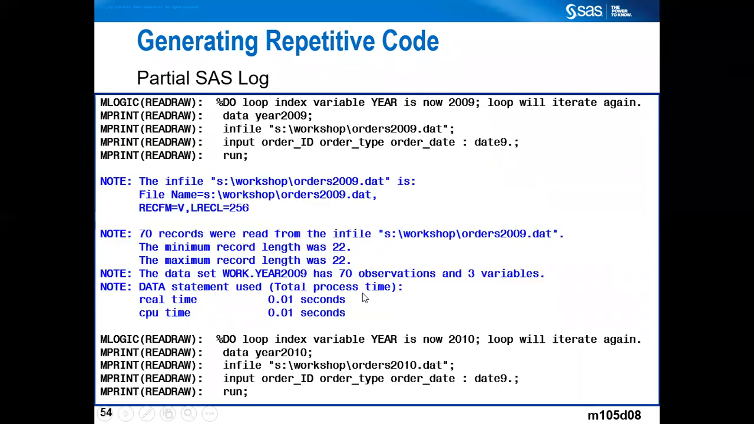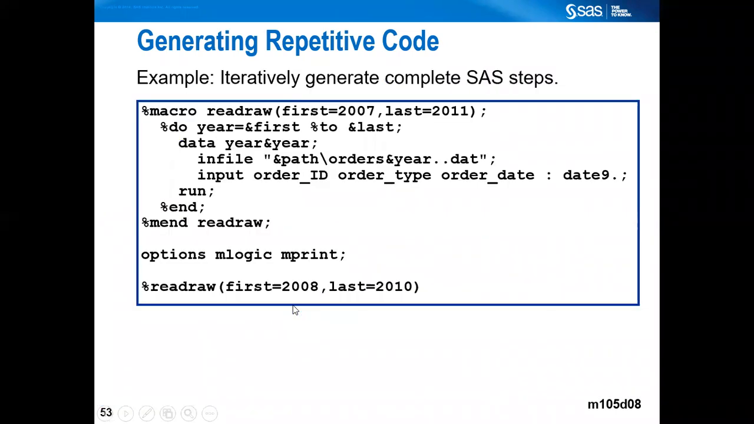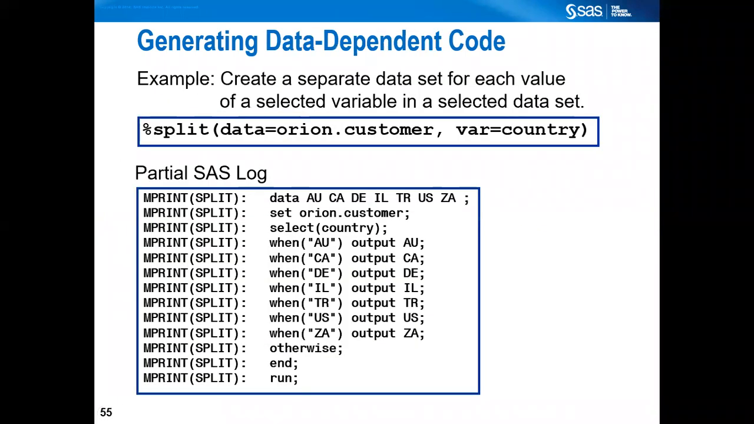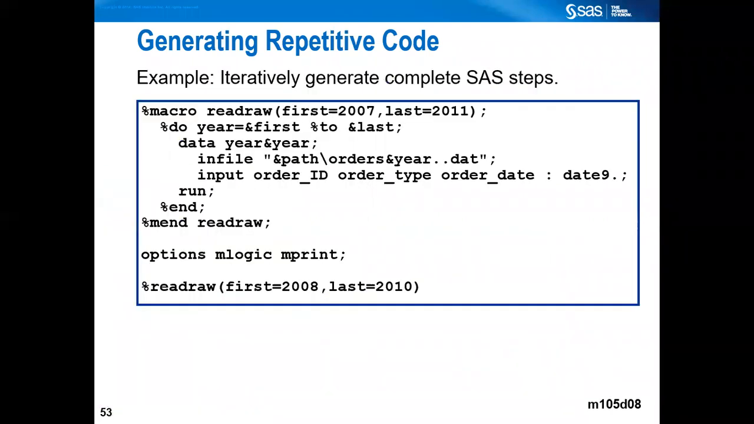So this is what the MLOGIC is telling you. It's telling you the do loop has been processing. Your value is now 2009. The loop will iterate again and your data step starts processing. It's giving you the data set name as 2009. The INFILE statement is read. Your INPUT is read. It's telling you the data set is created. So like this, it will keep on processing until it reaches the year 2010. Okay, so this is what it is going to read.